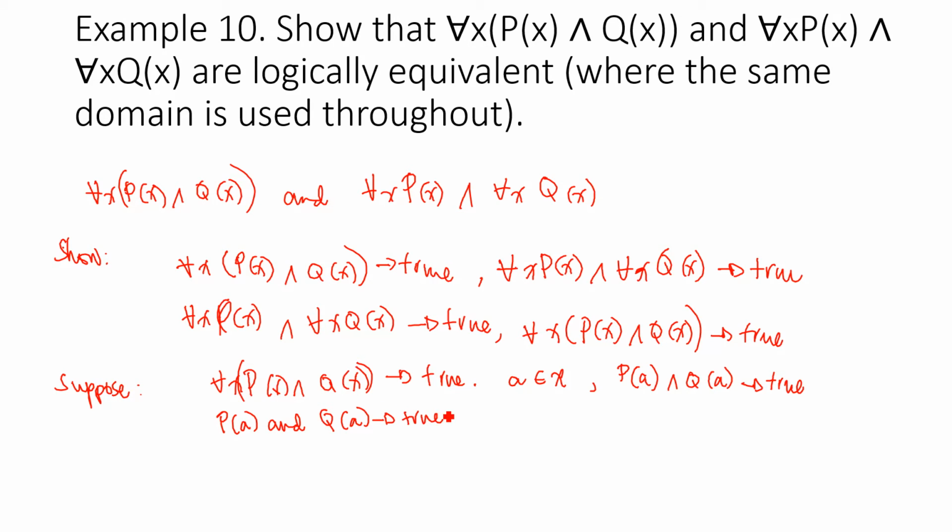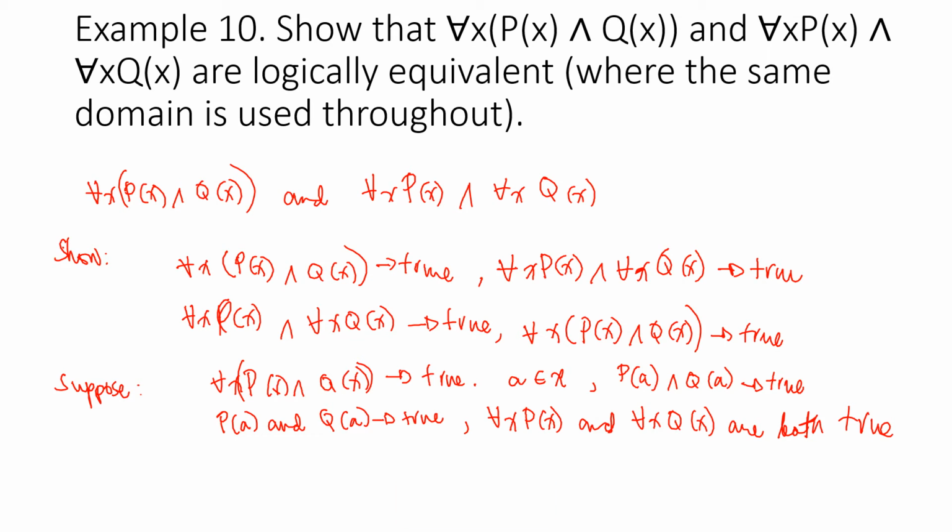Because p of a is true and q of a is true for every element in the domain, we can conclude that for all x p of x and for all x q of x are both true. So this means that for all x p of x and for all x q of x is true.